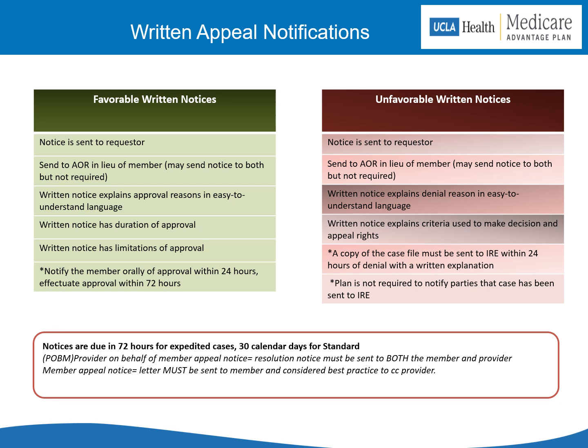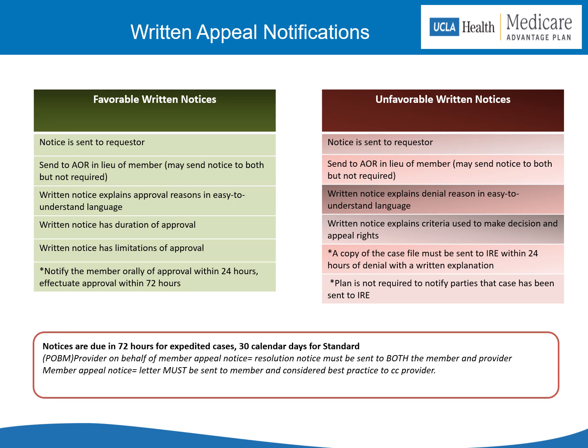Written appeal notifications. Here we're going to find what we are required to include in our notices when we send our final decision letters to our members. So for our favorable and unfavorable written notices, the first two items are the same. We send the notice to the requester. We send the notice to the AOR, the authorized representative, in lieu of the member. However, we may send it to both.